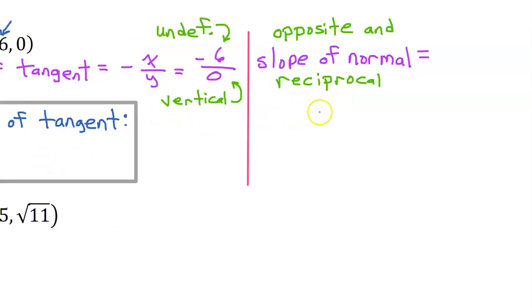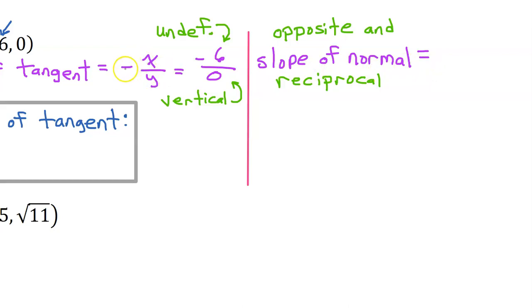So in general, how will we find the slope of the normal line? Remember, the normal line is perpendicular to the tangent line. So a perpendicular line will have a slope that is opposite and reciprocal. So if the slope of the tangent line is negative x over y, then the slope of a normal line, first of all, will be positive something.